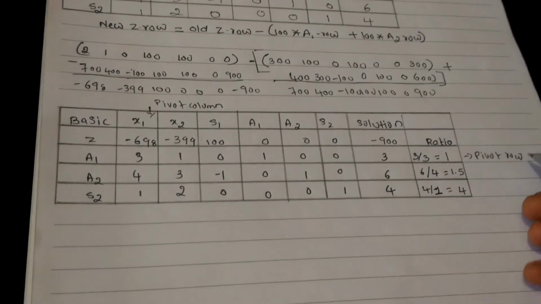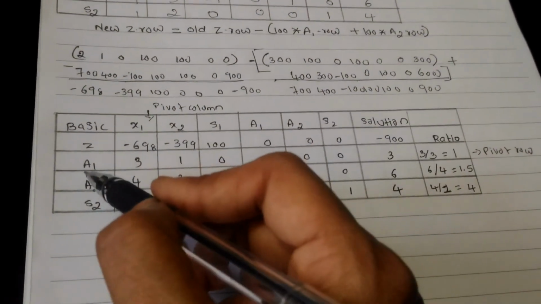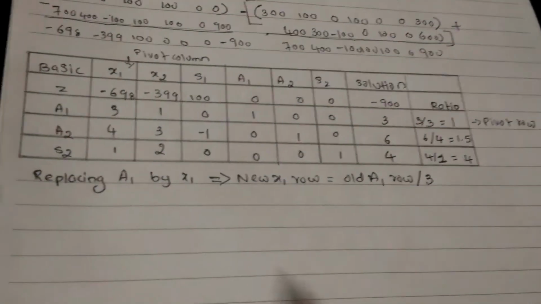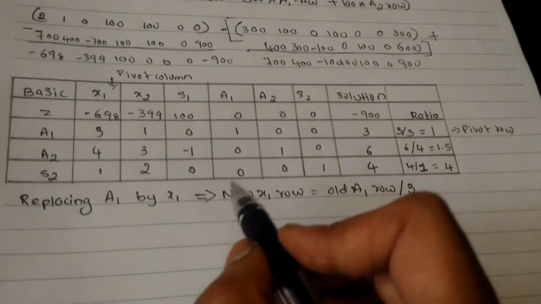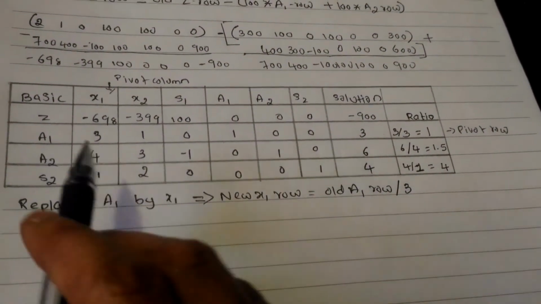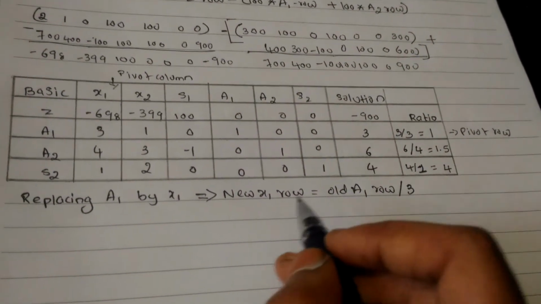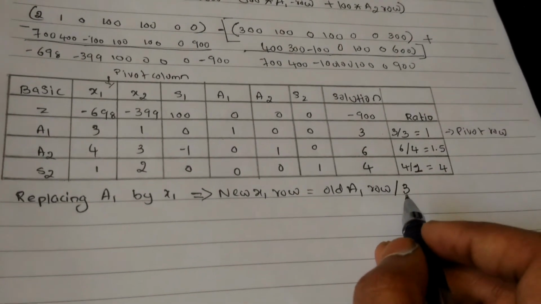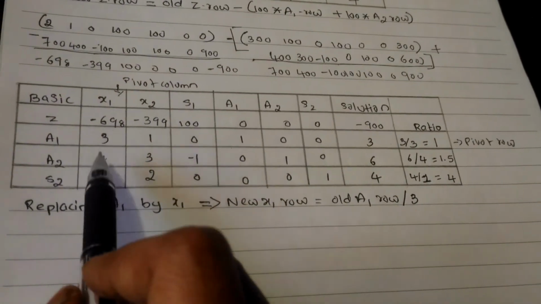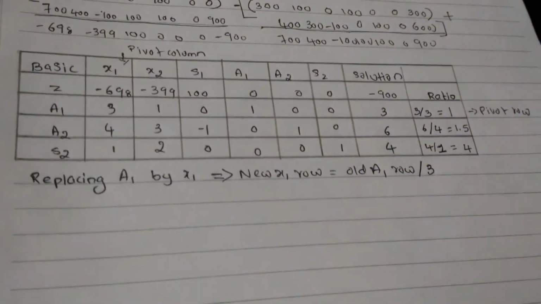Now follow the same Gauss-Jordan method steps. A1 will be replaced by x1. And how do we find out the values of the new x1 row? We have a simple formula. New x1 row is equal to old A1 row whole divided by the pivot column value for that particular row. Now bring down all the values of the A1 row.